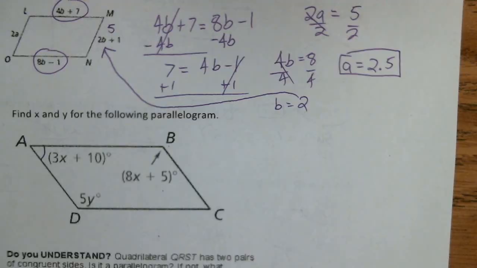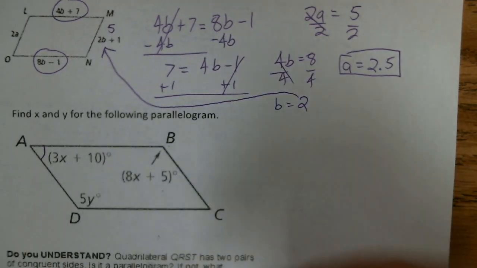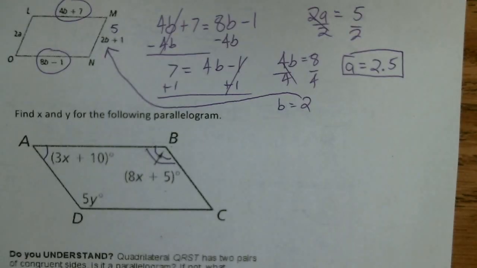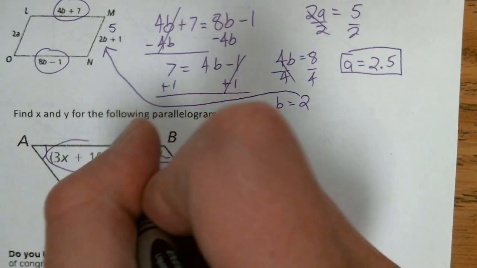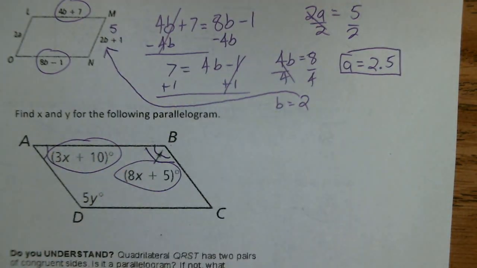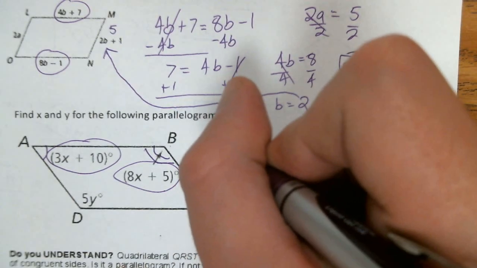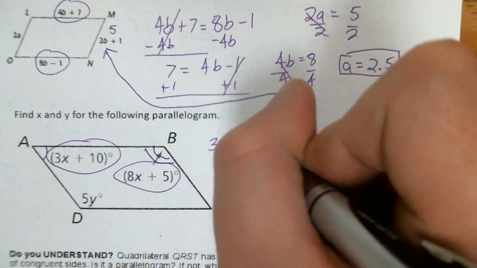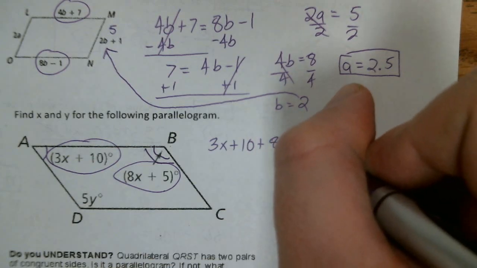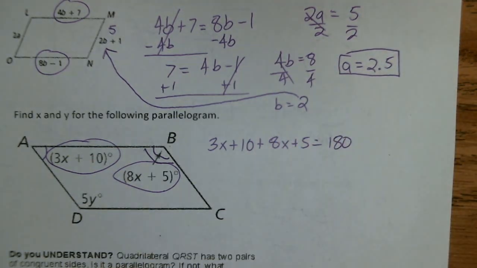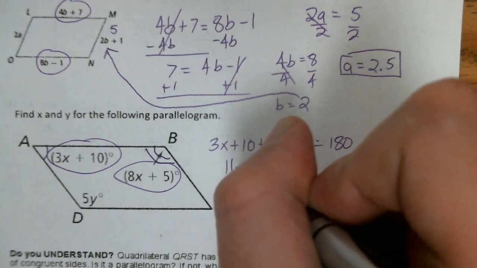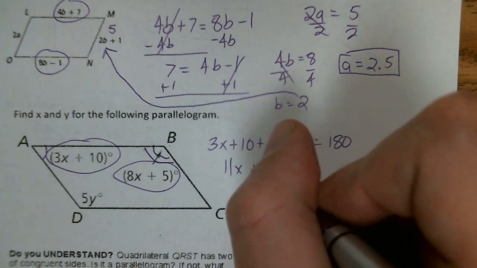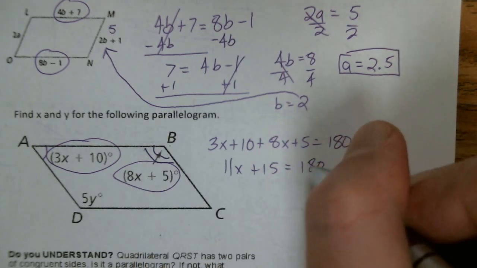That angle, is that big or little? That's little, that's acute. This angle, is that big or little? That's big. So when I have one big and one little, that means they're supplementary. So this guy, the 3x plus 10, plus this guy, the 8x plus 5, have to add up to 180. So I'll set up an equation: 3x plus 10 plus 8x plus 5 has to be equal to 180 degrees. Combine your like terms: 3x plus 8x is 11x, 10 plus 5 is 15, equals 180.